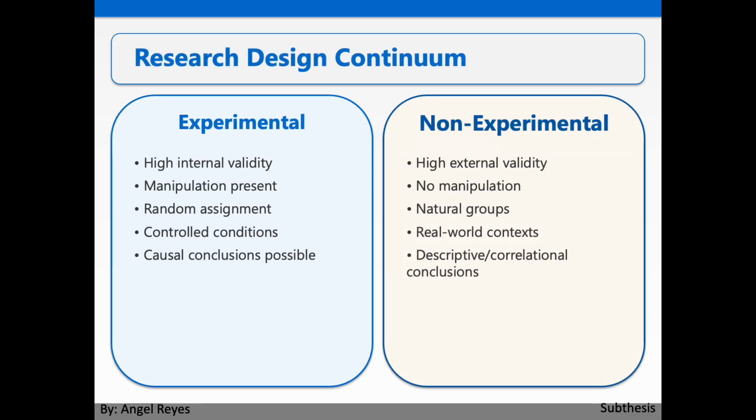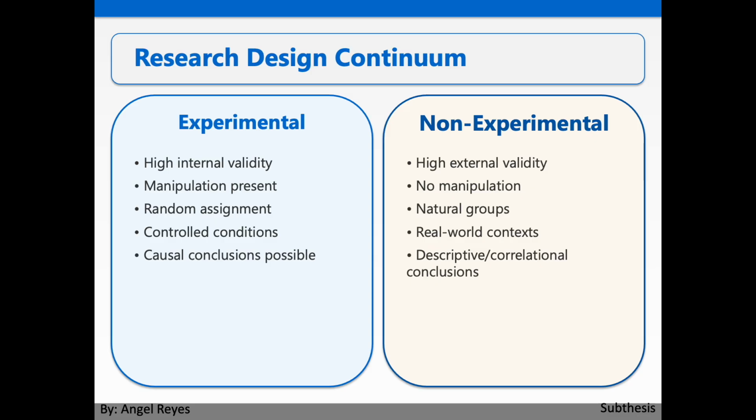It's helpful to think of research designs as existing on a continuum rather than in distinct categories. On one end, we have experimental approaches with high internal validity. They're great at establishing causation because of manipulation, random assignment, and controlled conditions. On the other end, we have non-experimental approaches with high external validity. They're great at describing real-world phenomena because they study natural groups in real-world contexts.